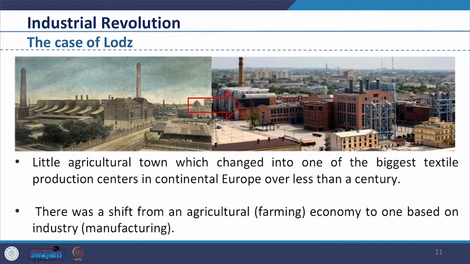This was the time when there was a major change in fields like agriculture, manufacturing, mining, transportation and technology. Distinctively, the economy shifted from farming to the manufacturing industry. For example, Lodz, an agricultural town in Poland, is popularly known for this transition. This little agricultural town was completely transformed into the biggest textile center of Europe.